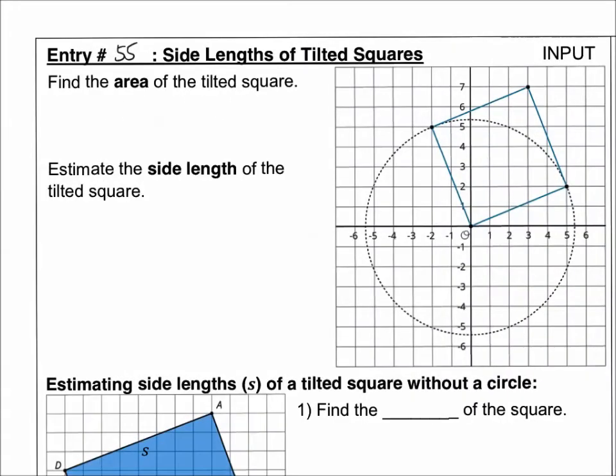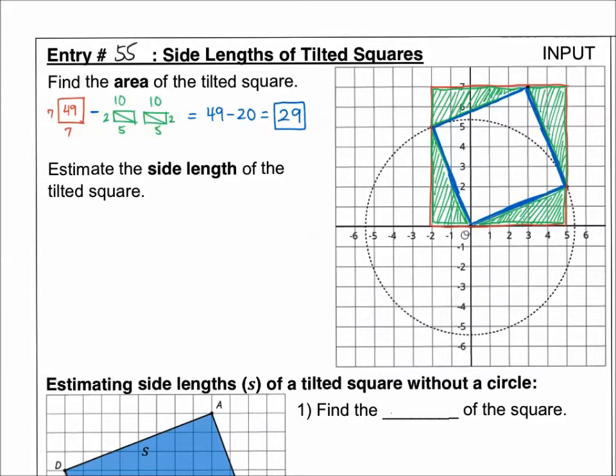Go ahead and check your answers for the area of the tilted square. The area of the outer square is 49, and the area of the right triangles add up to 20, so 49 minus 20 gives you the area of the tilted square, which is 29.